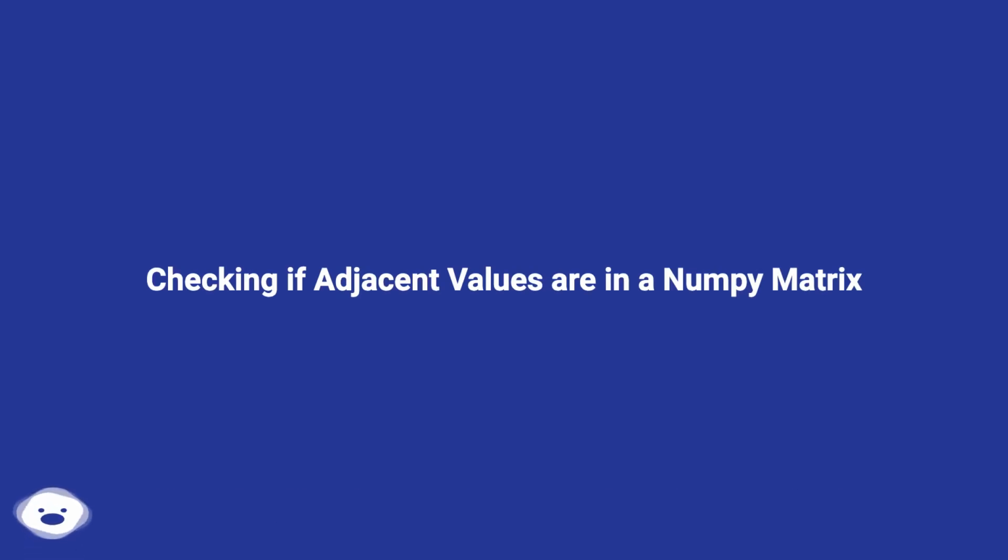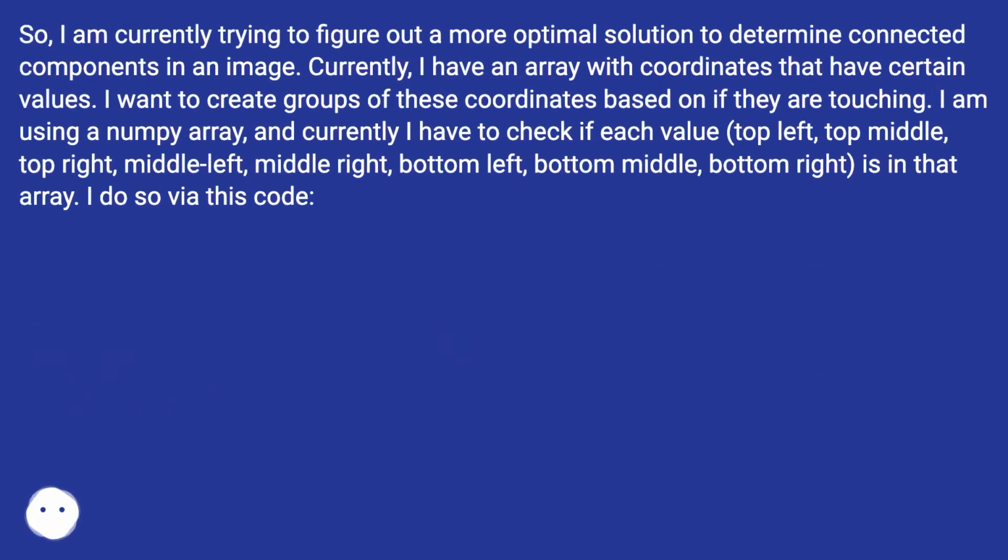Checking if adjacent values are in a Numpy matrix. So, I am currently trying to figure out a more optimal solution to determine connected components in an image. Currently, I have an array with coordinates that have certain values. I want to create groups of these coordinates based on if they are touching.